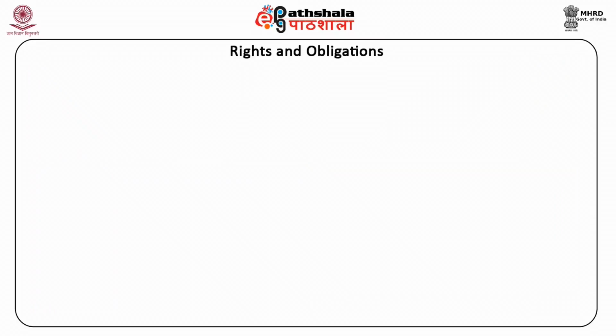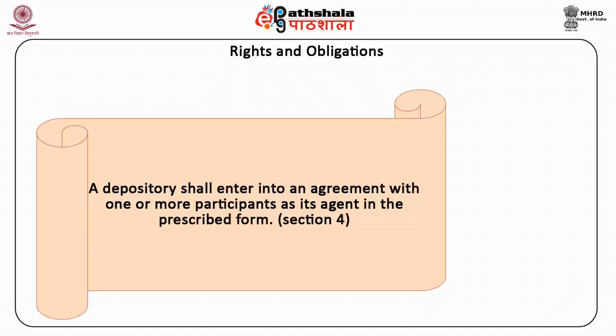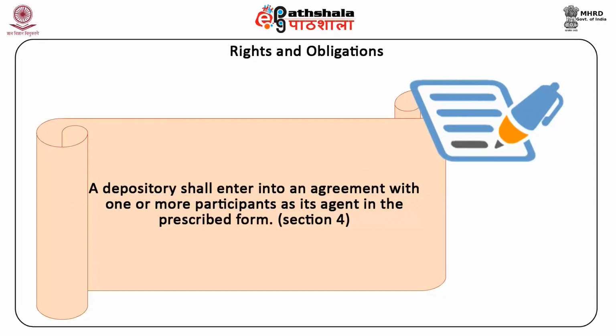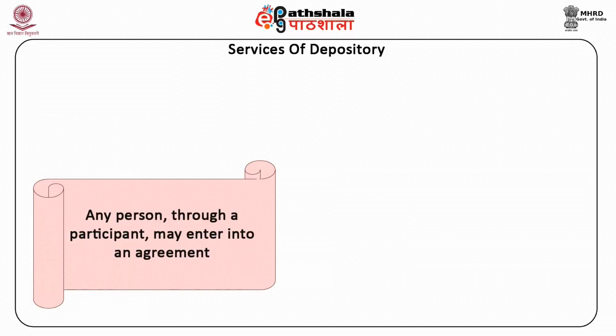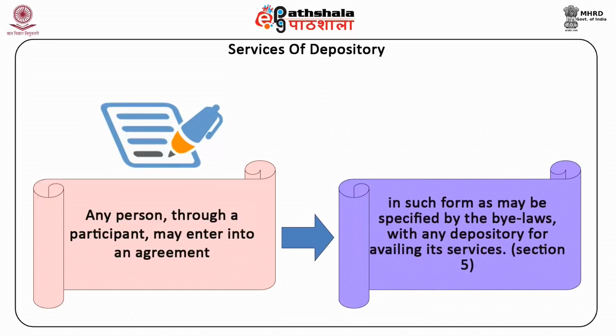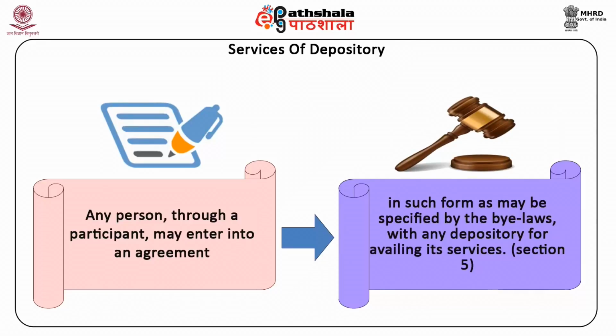Rights and obligations. Agreement between depository and participant. As per Section 4, a depository shall enter into an agreement with one or more participants as its agent in the prescribed form. Services of depository. Any person, through a participant, may enter into an agreement in such form as may be specified by the bylaws with any depository for availing its services.